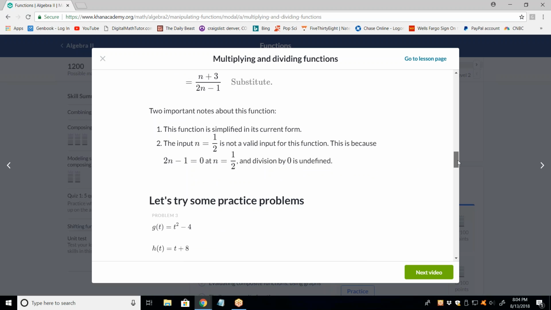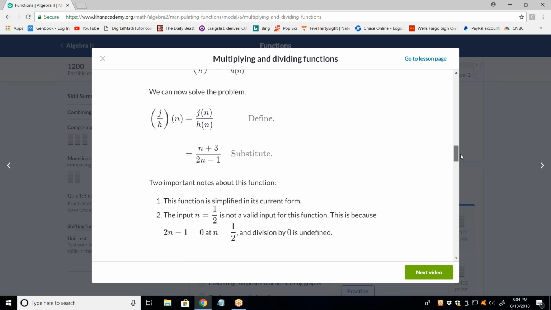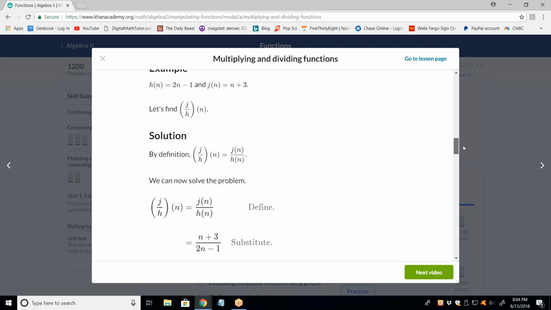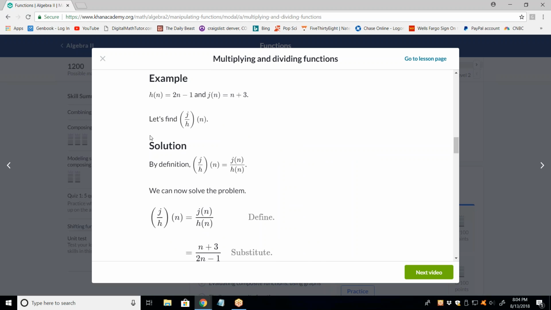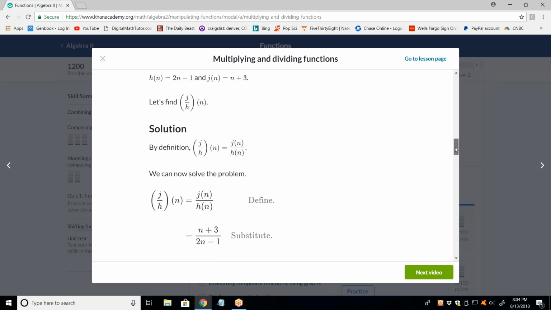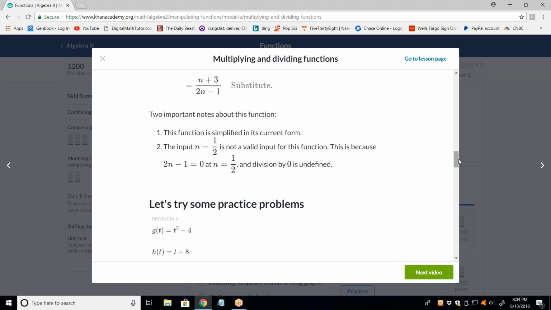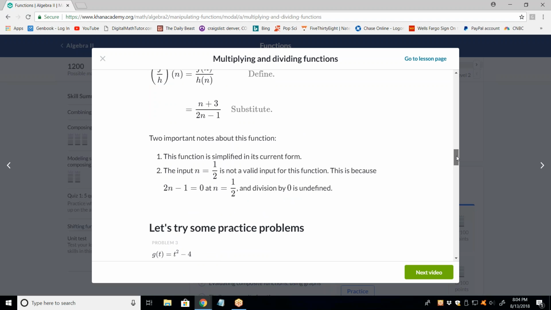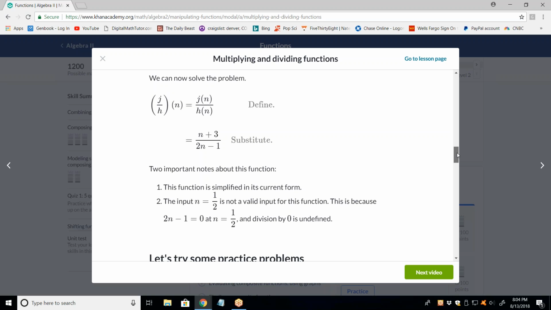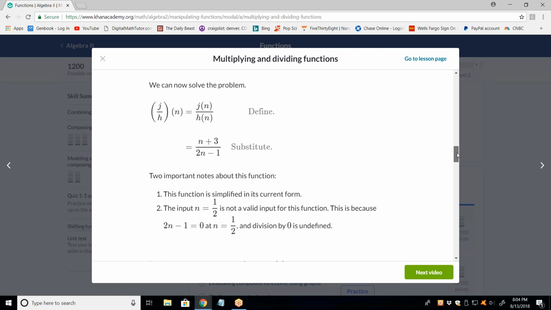In other words, notice this function right here. They give you h of n and j of n. So j of n divided by h of n is clearly n plus 3 divided by 2n minus 1. Well, you can't simplify that. That's the answer. If they ask you to evaluate it at a certain n, well, you can do that. In other words, if n is 1/2, you can plug it in, come up with a number.